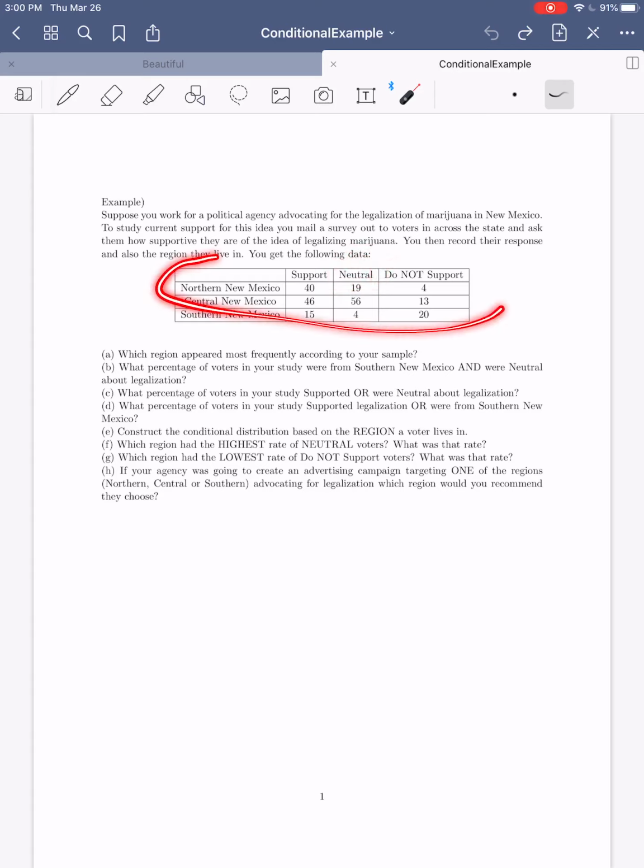And of course, this whole table here is, as we know, what is called a two-way table, because it shows data that has been classified according to two categorical variables, in this case, the region these voters live in and their level of support. Before we even begin to look at the questions, we want to add in the totals. So we can begin by getting the row totals.